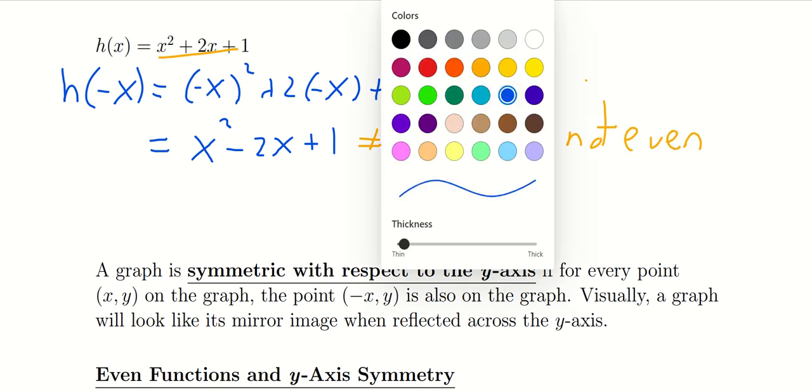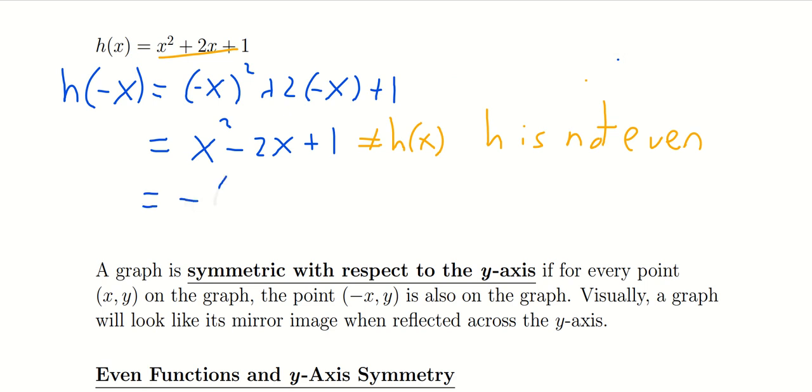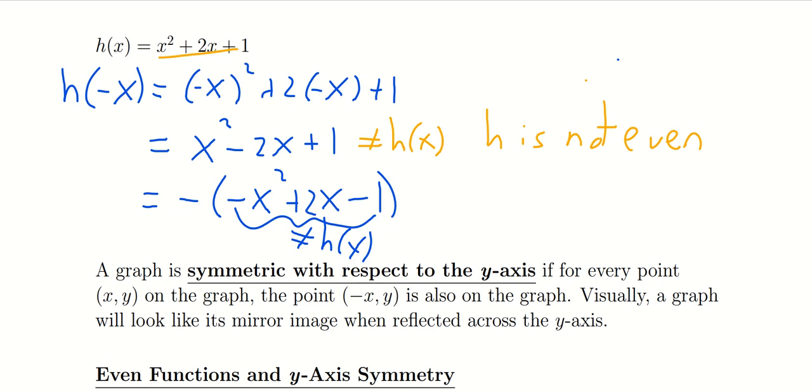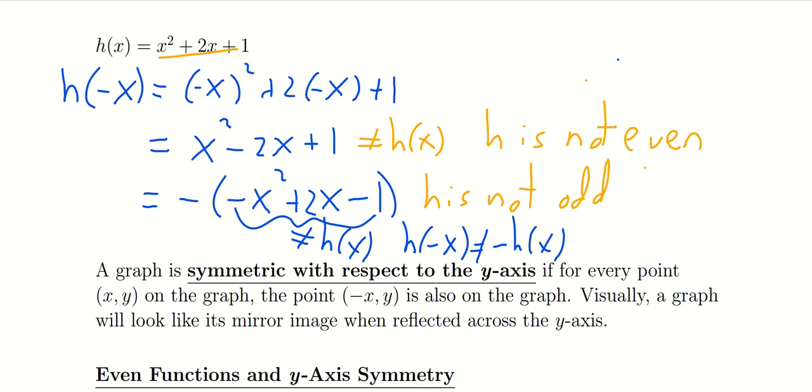The next step is we now want to try to factor out a negative. That will give us negative x squared plus 2x minus 1. If we look at the thing after we factored out the negative, that is not equal to h of x either. So h of negative x is not going to be equal to the negative of h of positive x either. That tells us that h is not odd. So this is going to be an example of a neither function. So h of x is neither.